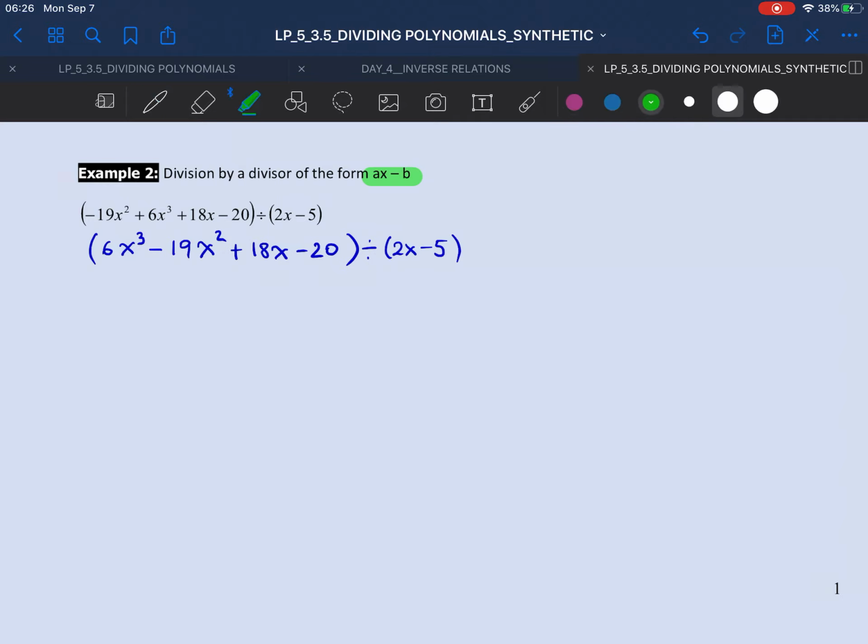And now I can see the coefficients more easily. So there are 6, negative 19, positive 18, negative 20. I'll list them. 6, negative 19, positive 18, negative 20, and I'll draw the half rectangle.